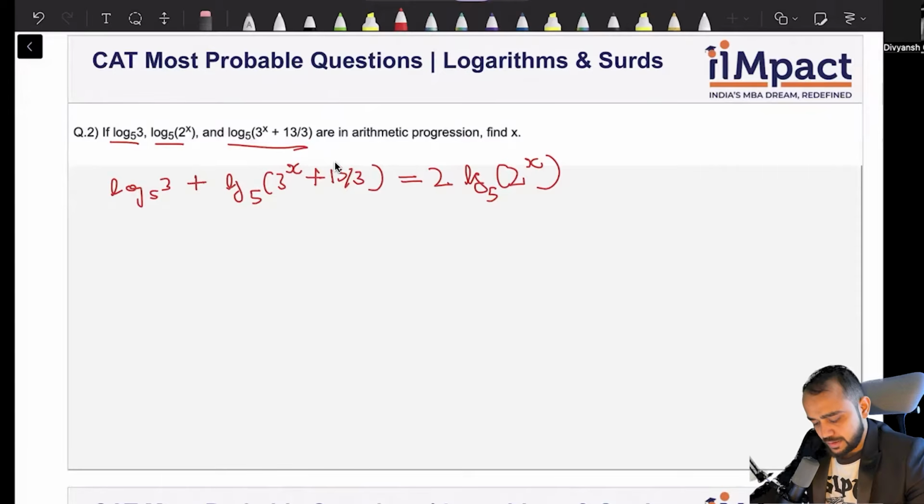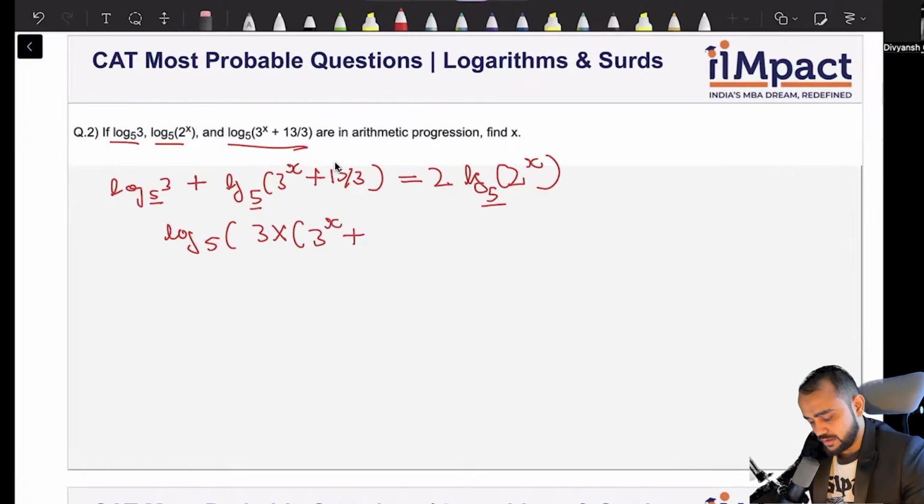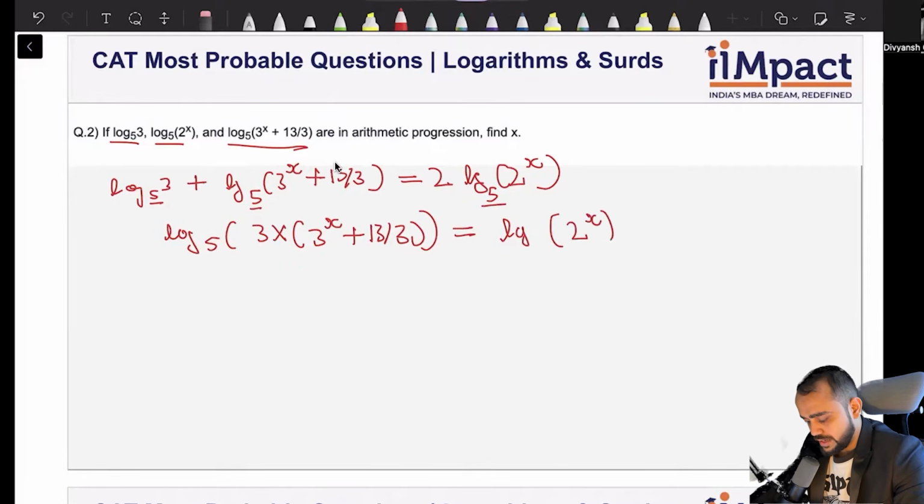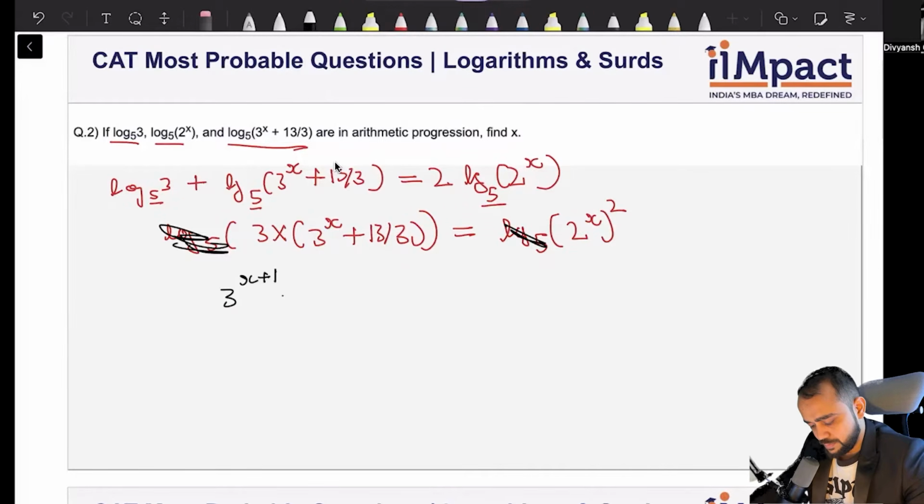Sum of the first and third term is equal to twice the second term. Now I can see that the bases are 5 for each, so I can immediately get rid of my log function. So I will get log base 5 of 3 into 3 to the power x plus 13 by 3 is equal to log of 2 to the power x whole square base 5. Now I can cancel the base. I will get 3 to the power x plus 1 plus 13 is equal to 2 to the power 2x.